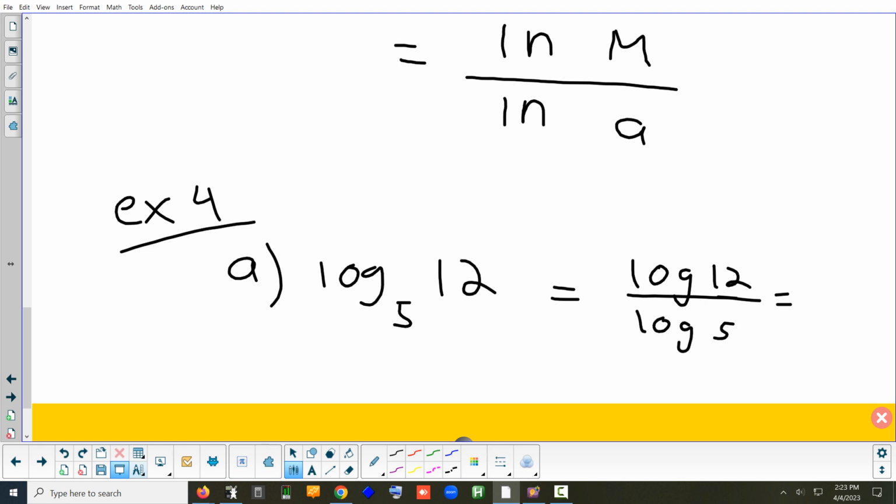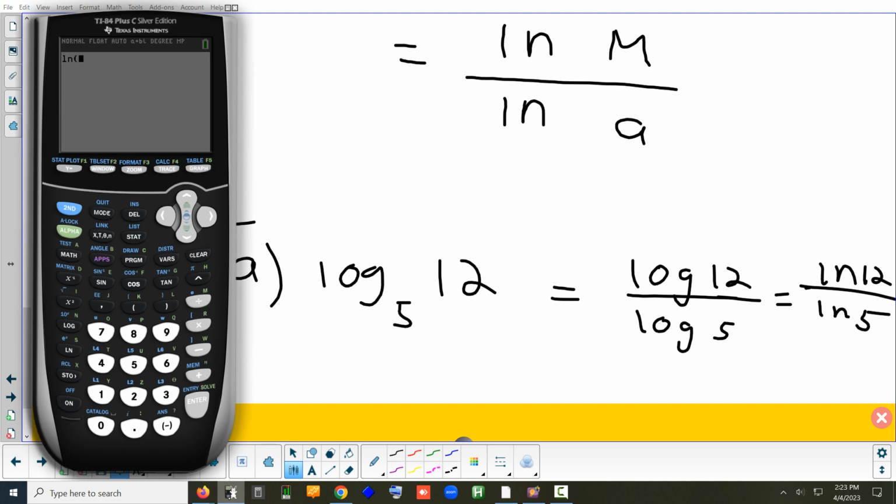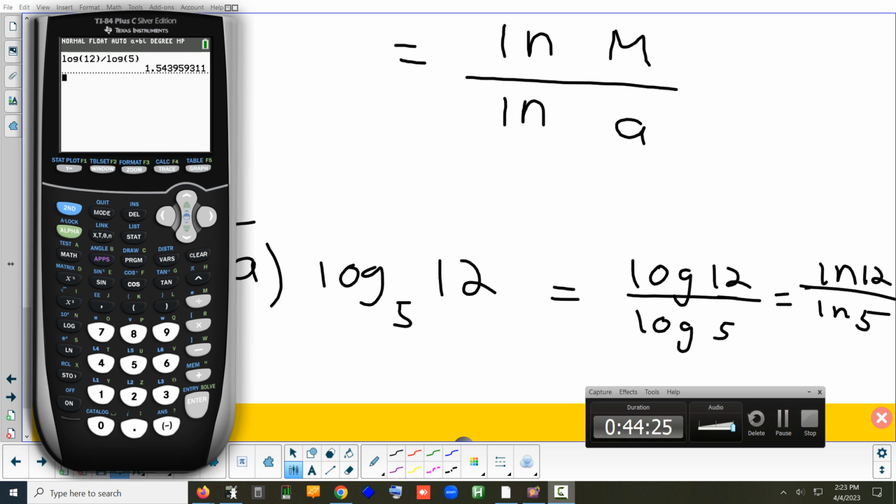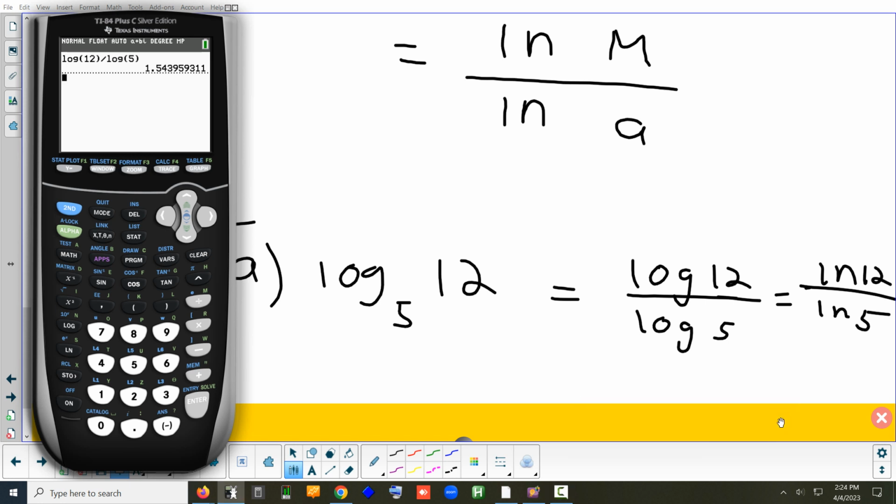What's another way you could have written it if you didn't want to use log? Common log. Yeah? ln 12. Yep. Divided by ln 5. Right. Let me type that in. Show you how it works. So log 12, we're going to divide by log 5. So the answer is 1.54. Generally, we'll go to 3 decimal places. So let's go 1.544.